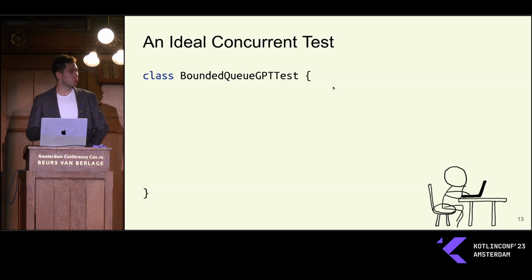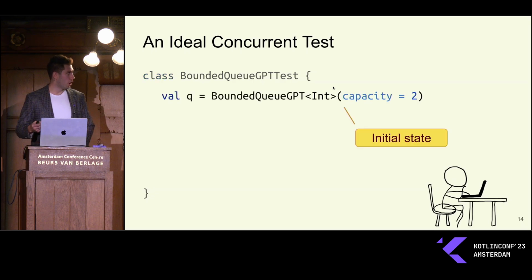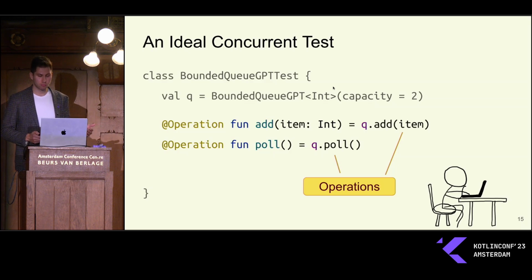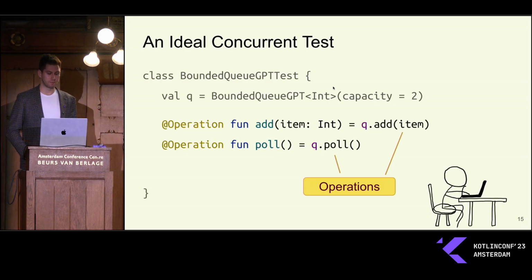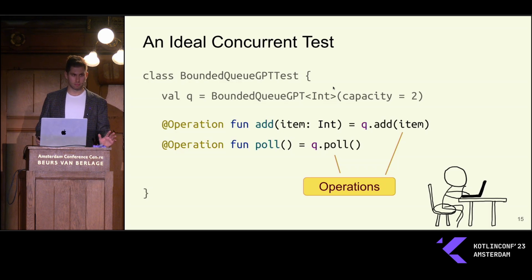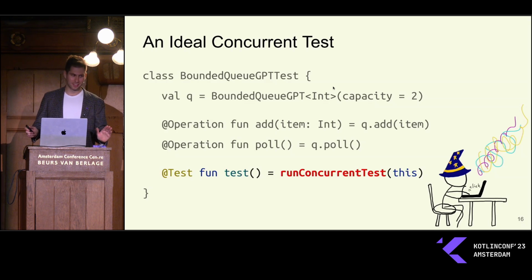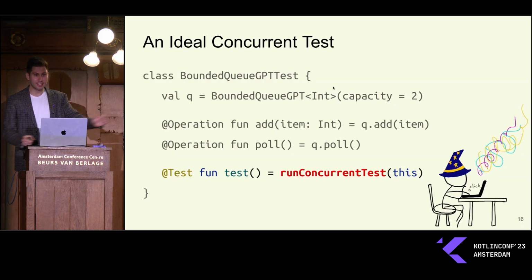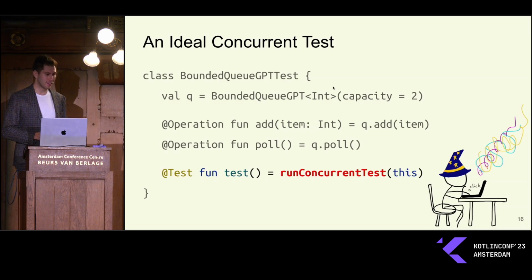So, for example, we want to write a test for our bounded queue written by ChatGPT. What I would do is create an initial state of the data structure, saying that we want to test this queue of capacity 2, and we have 2 operations. We have add and poll that can be invoked concurrently on the queue. And after that, it would be really nice to just run some magic button. You agree, right? So we run some magic button, and it checks whether our data structure is correct or not.